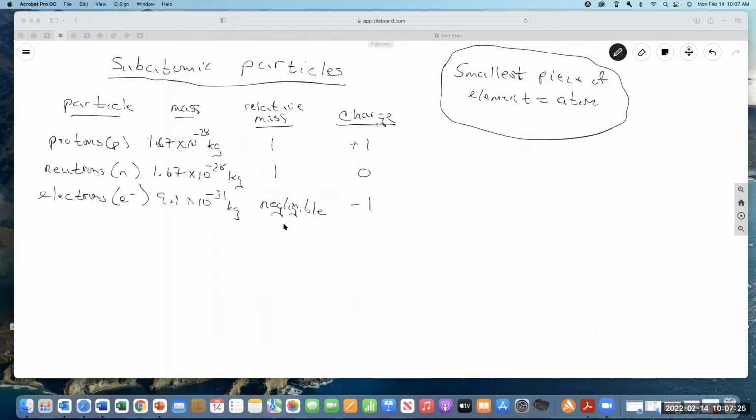Now, this word negligible means it's so small it doesn't matter. Electrons do have mass, but when we talk about the mass of an atom, we don't count the electrons. And the reason we don't count the electrons is they're so small, they don't make any difference. If you do the math, this is almost 2,000 times smaller. I think it's like 18 hundred or something like that. So think about this, just an example.